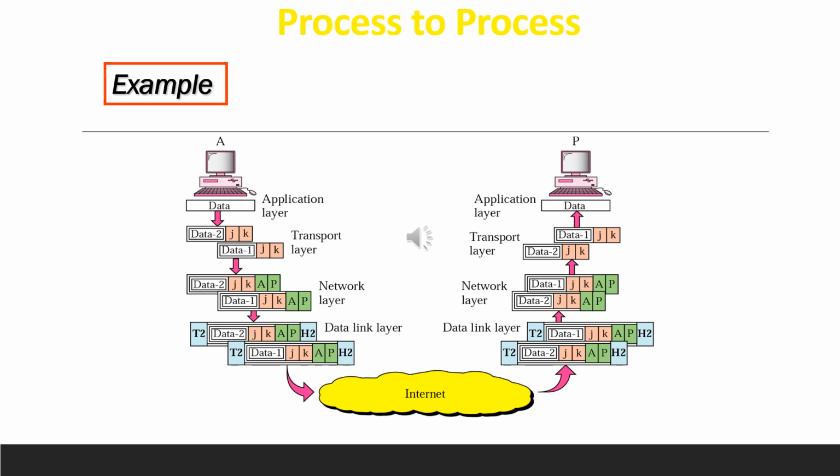Then it is further transferred to data link layer where we have a header 2. Header 2, that is basically the header of layer 2, will have the physical addresses added to it.